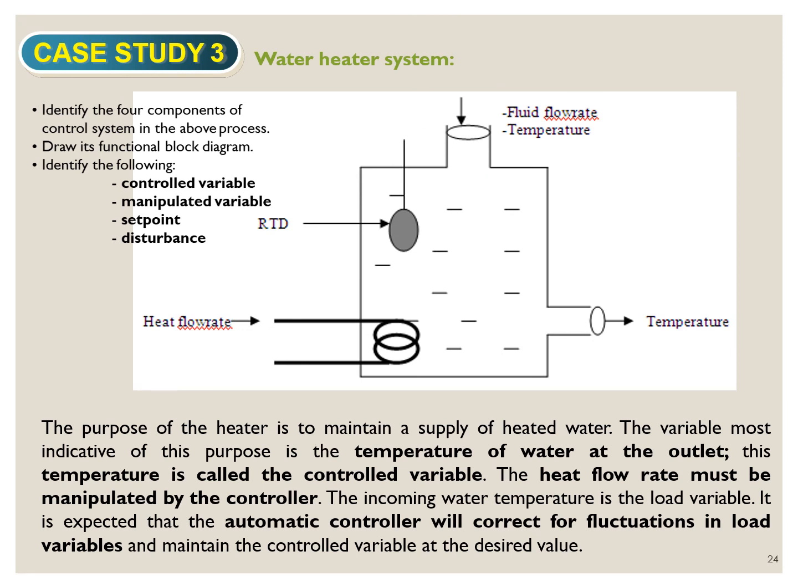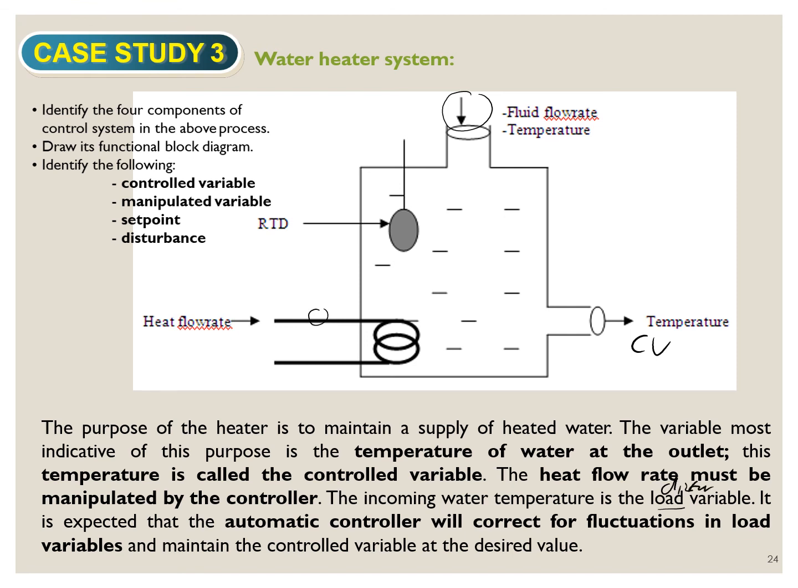For case study 3, we have a water heater system. The purpose of the heater is to maintain a supply of heated water. The variable most indicative of this purpose is the temperature of the water at the outlet. So this one is our CV, the control variable, the temperature of water at the outlet. The heat flow rate must be manipulated by the controller. The incoming water temperature is the load variable, also known as a disturbance.